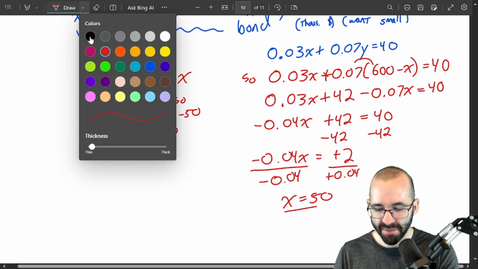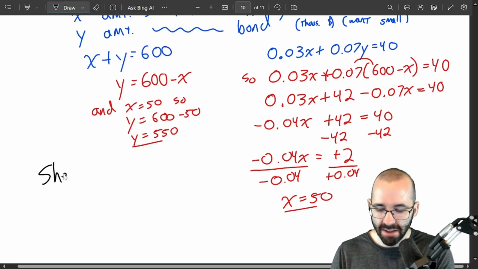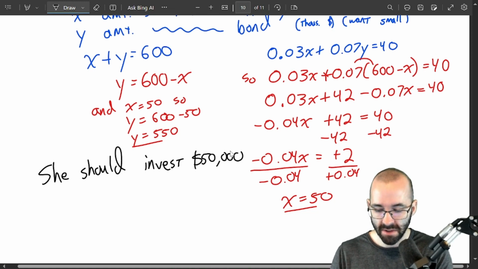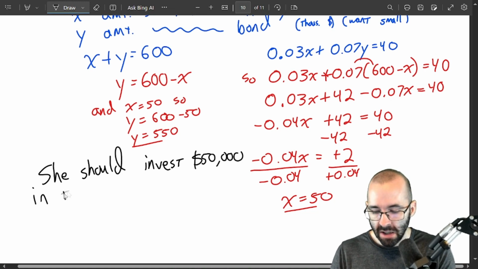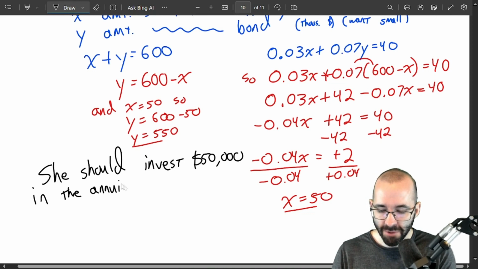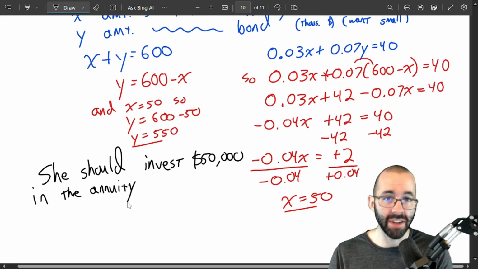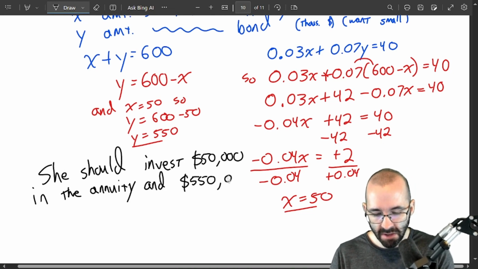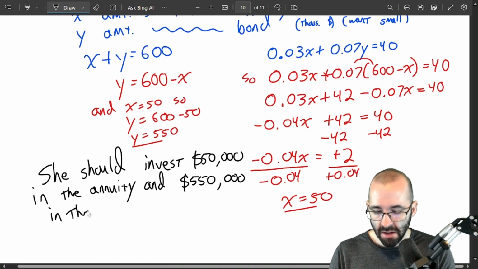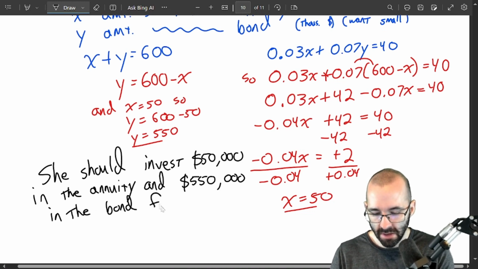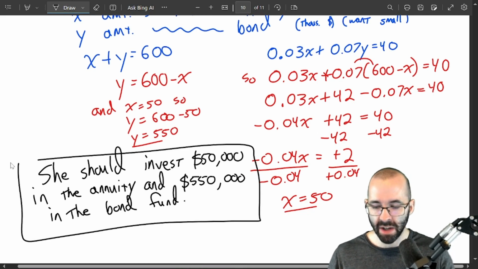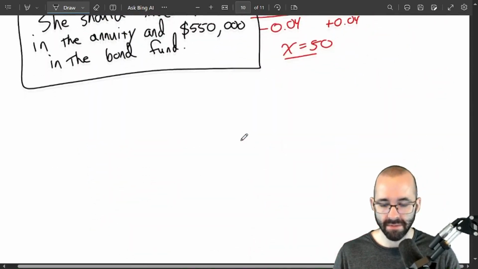All right, so these are our answers. Let's interpret them. So she should invest $50,000. Careful with your units. In the annuity. Unfortunately, she does have to do most of it in the riskier bond. $550,000 in the bond fund. Can't spell fund without fun. All right, there we go. That's how you do it.